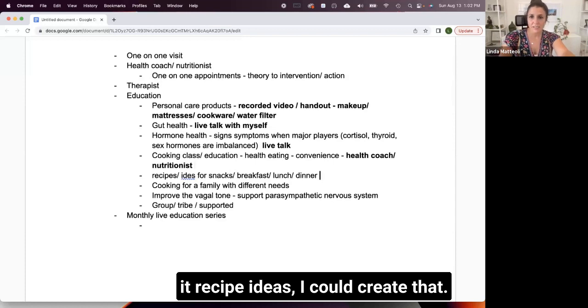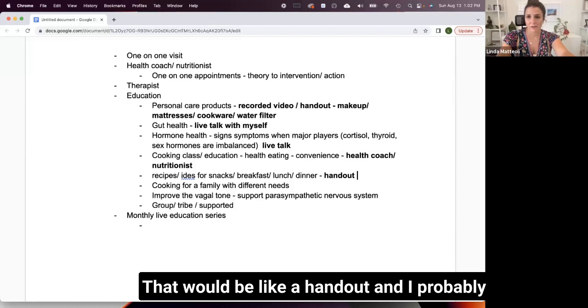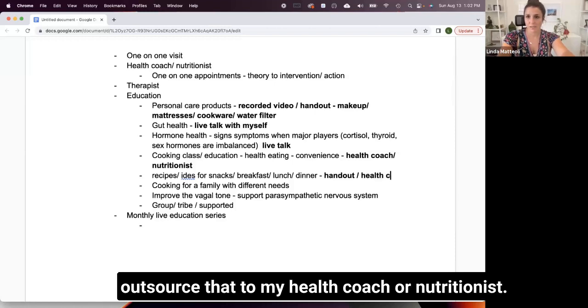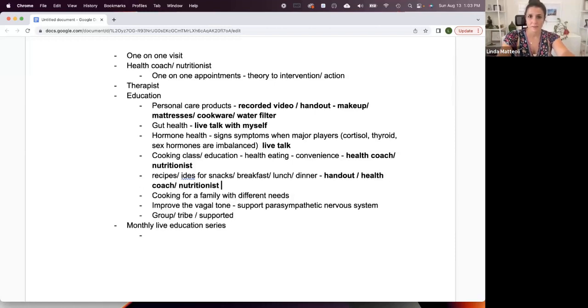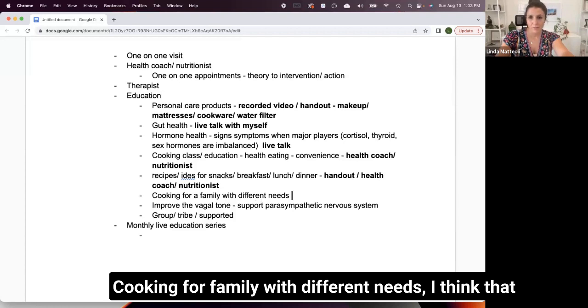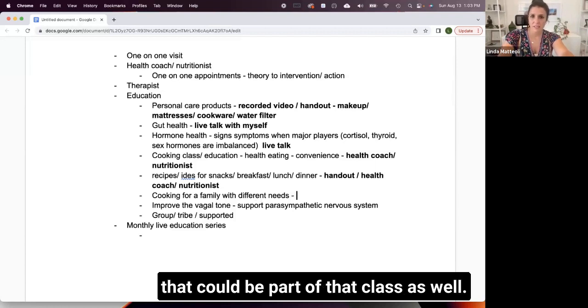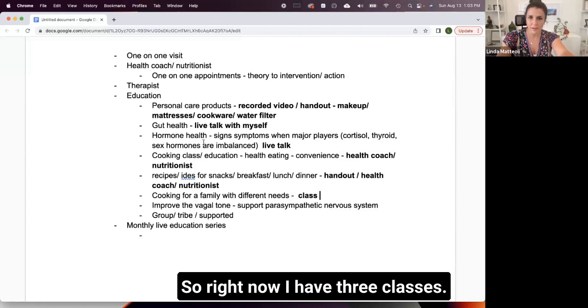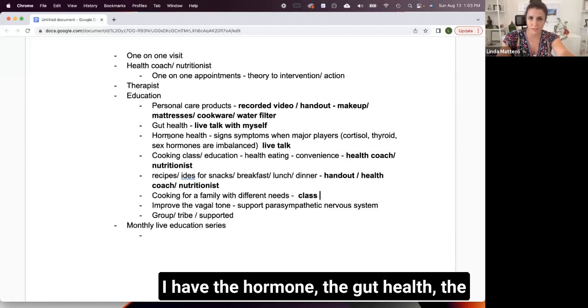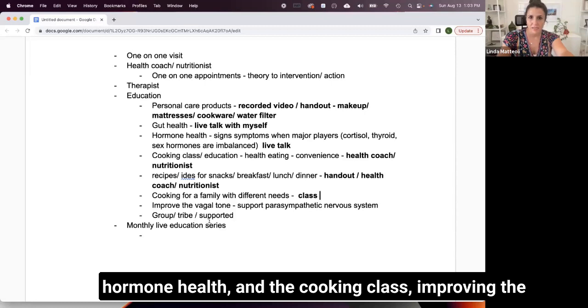Recipe ideas, I could create that. That would be like a handout, and I'd probably outsource that to my health coach or nutritionist. Cooking for family with different needs, I think that could be part of that class as well. So right now I have 3 classes: the gut health, the hormone health, and the cooking class.